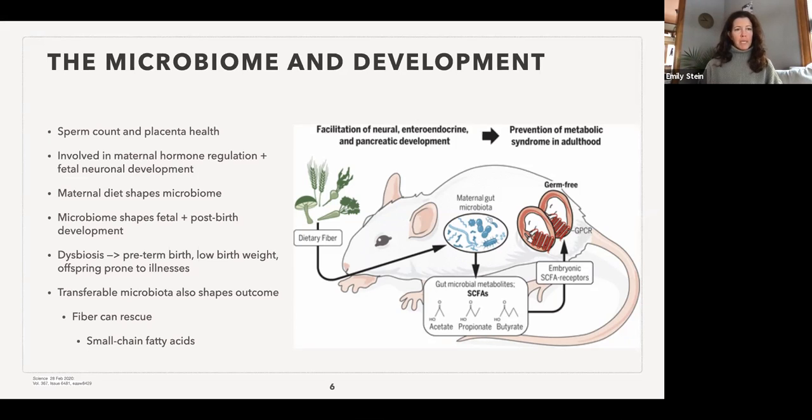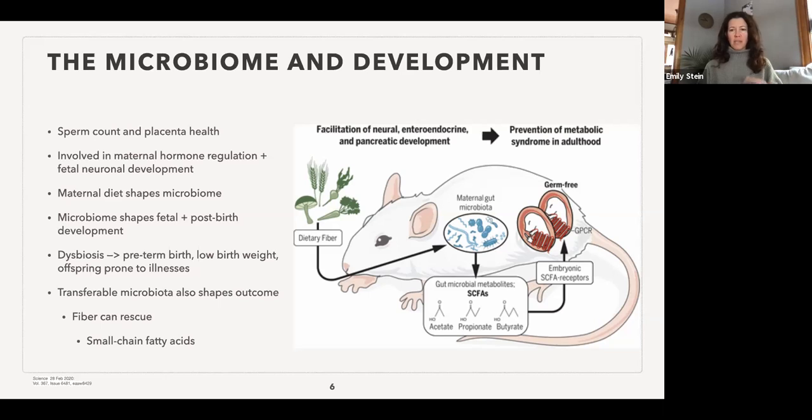success rates of breeding. Not only that, but the microbiome has also been shown to actually drive and regulate maternal hormone regulation and cycles, and also fetal neuronal development, particularly has been studied in terms of the gut microbiome and its role in a gut-brain axis and neuronal development of the fetus. Microbiome has also been shown to facilitate nutrient uptake, which is really important for fetal development, but also the maternal diet shapes the microbiome.